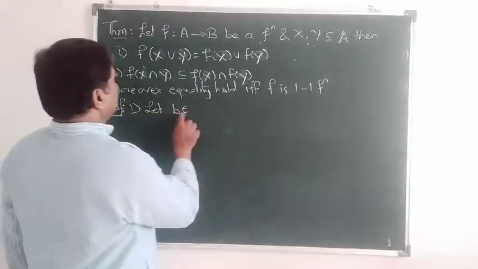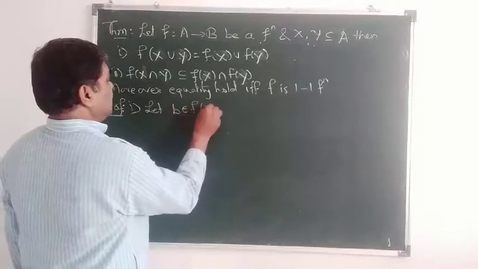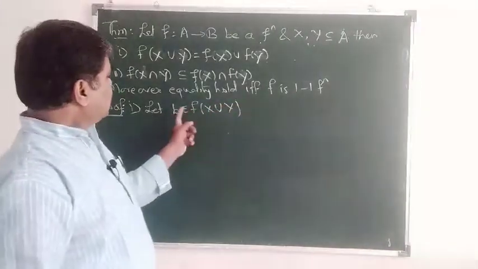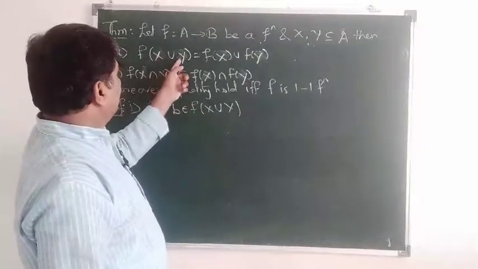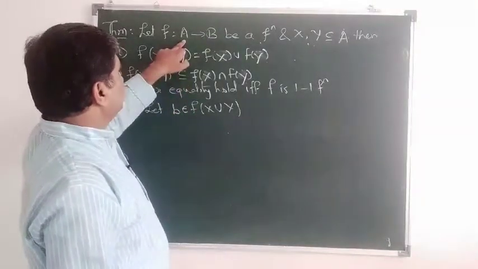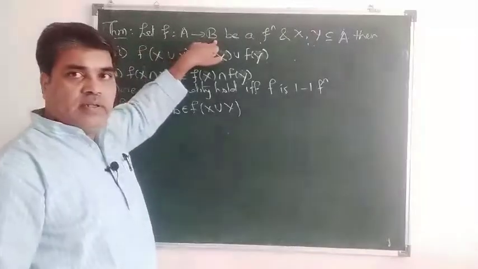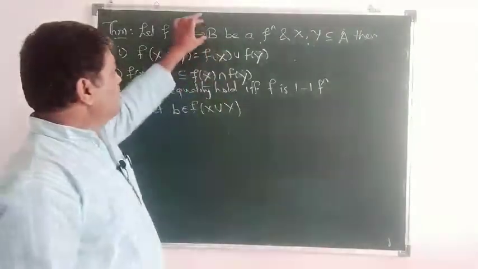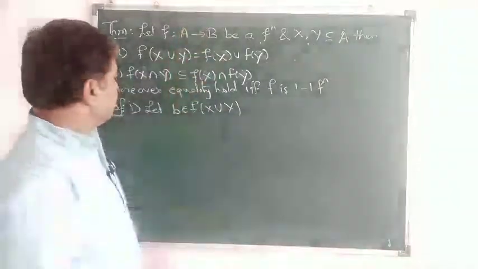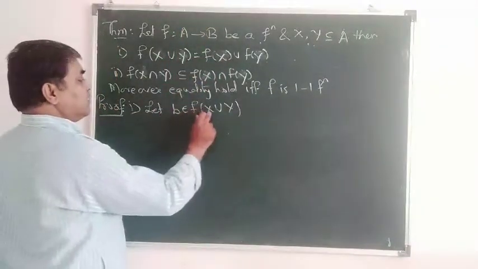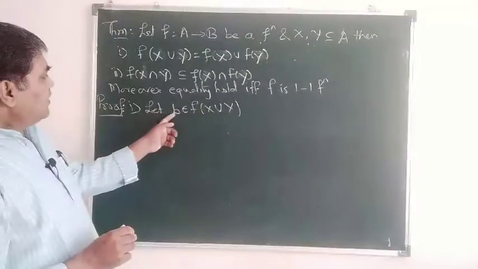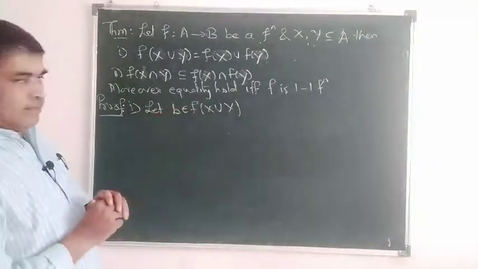So let B belong to F of X union Y. I am taking the B symbol as it lies in F of X union Y. X union Y is a subset of A, its image is a subset of B, and so I am taking the notation of an element from the B set. Is it clear? So B is a member of F of X union Y, as it lies in the union.